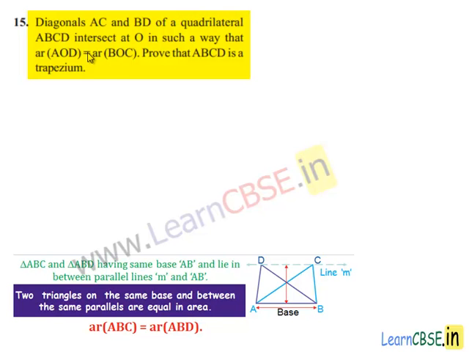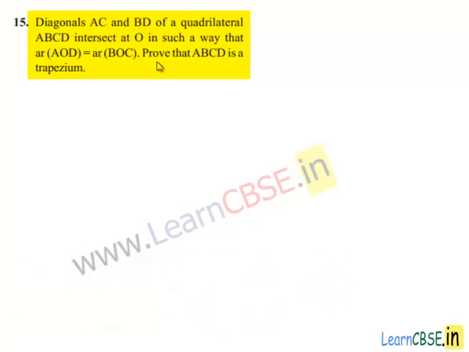Now, moving on to the 15th question. Diagonals AC and BD of quadrilateral ABCD intersect at O in such a way that area of AOD is equal to area of BOC triangle. Prove that ABCD is a trapezium. Now moving to the solution.